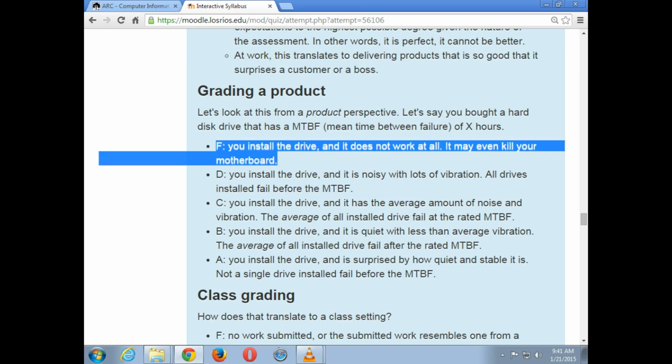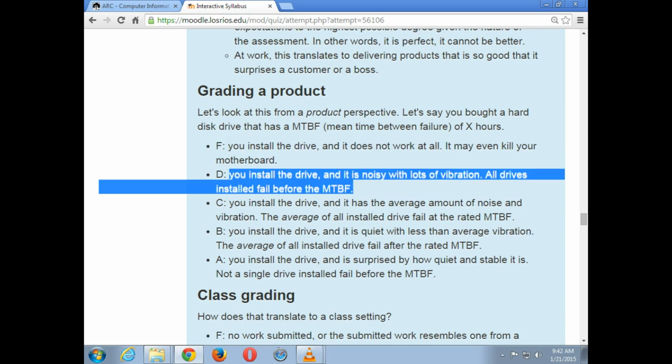You would probably rate that drive with an F if you installed it and it did not work and it smoked your power supply and your motherboard. Would anyone argue that that drive deserved a grade of F? Okay. What about a D?